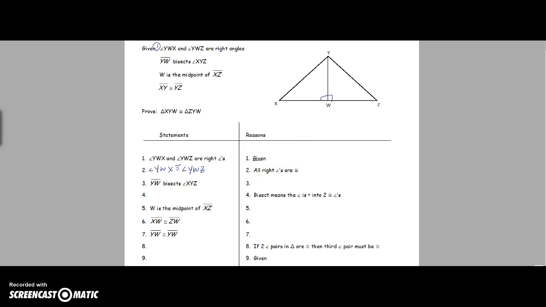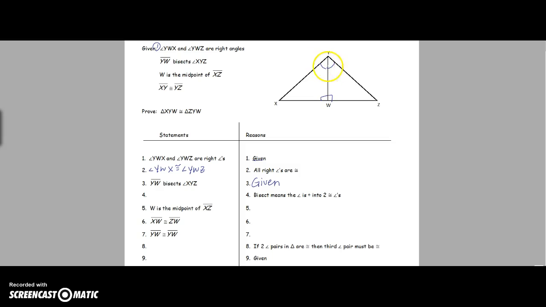The next thing says YW bisects, so this ray here bisects XYZ. And bisects, if you remember, takes that angle and cuts it directly in half. So we know YW bisects angle XYZ because it's given. Now we still haven't said anything was congruent. Our goal is every time we are given a given statement, if it does not have a congruency statement, you need to come up with one.